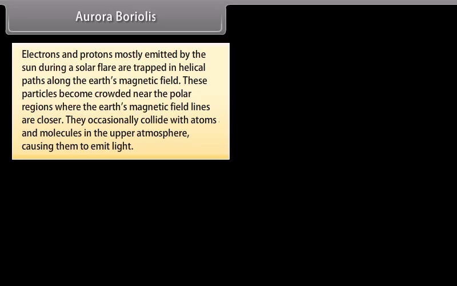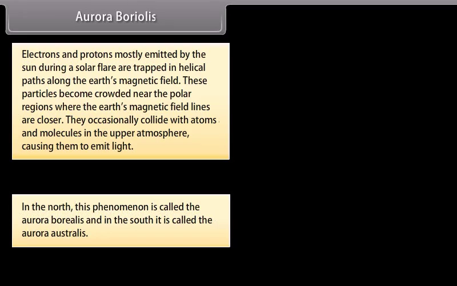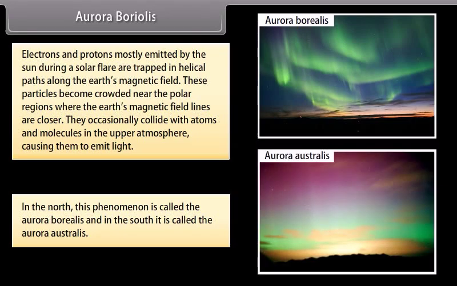They occasionally collide with atoms and molecules in the upper atmosphere, causing them to emit light. In the north, this phenomenon is called the Aurora Borealis, and in the south, it is called the Aurora Australis.